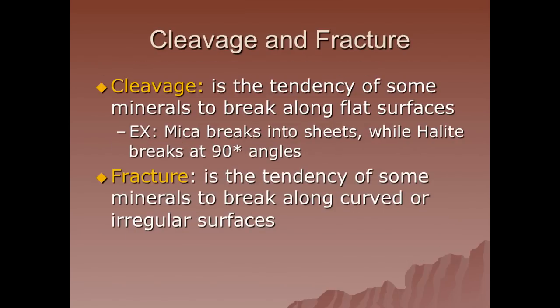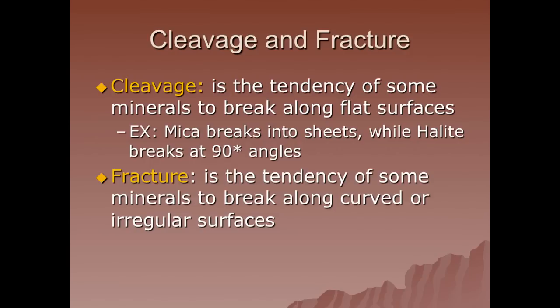Let's talk about cleavage and fracture. Cleavage is a tendency of some minerals to break along flat surfaces. An example would be mica breaks into sheets, while halite breaks at a 90-degree angle. So these are the different types of cleavage. So cleavage is a way for a mineral to break along a flat surface. So 180 like a sheet or 90-degree angle. Fracture is a tendency for some minerals to break along a curved or an irregular surface.